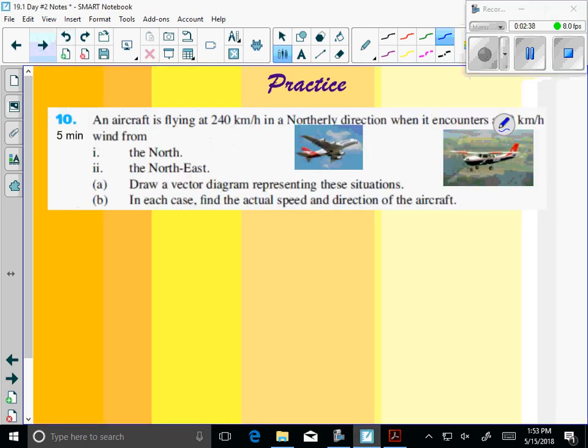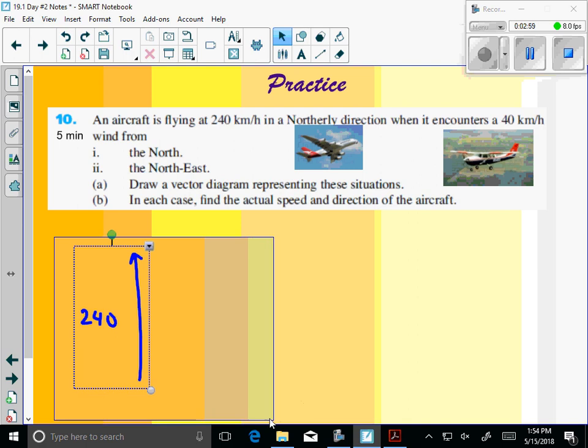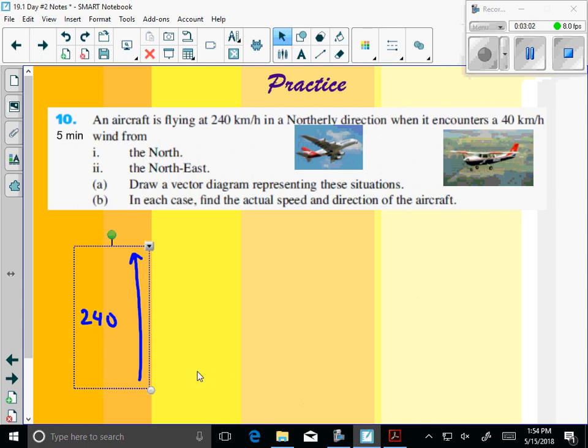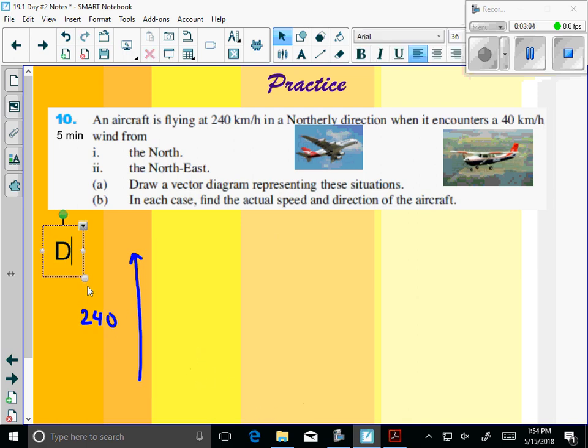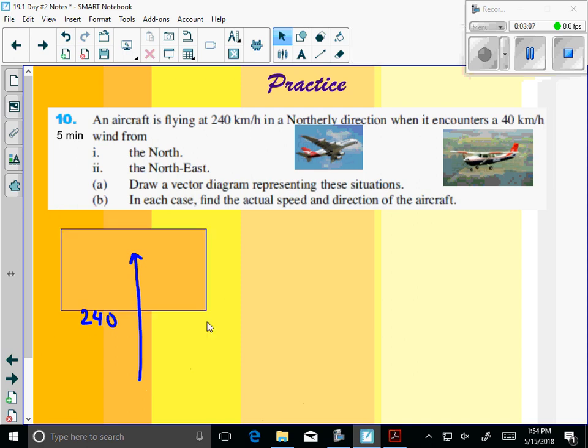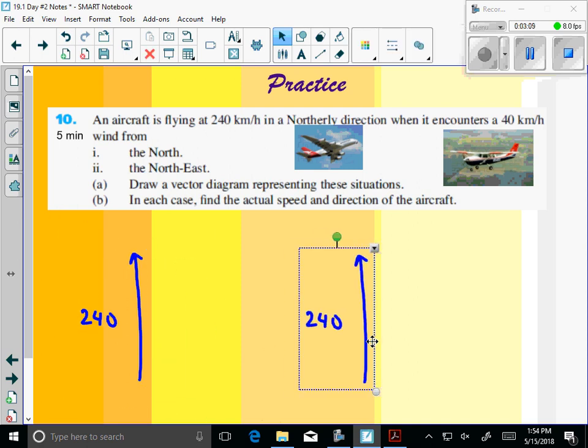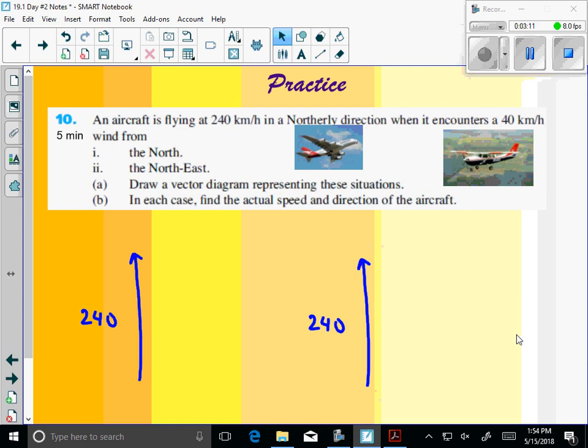So let's do this. An aircraft is flying at 240 kilometers per hour in a northerly direction. Let me draw that. Here's our aircraft, 240 kilometers per hour, straight north. I'm going to duplicate that too, so that I can do it for both examples, 1 and 2. Let's look at the 2 examples.